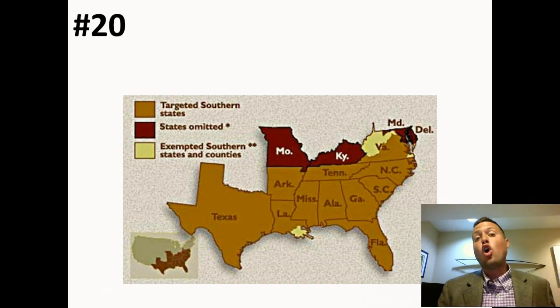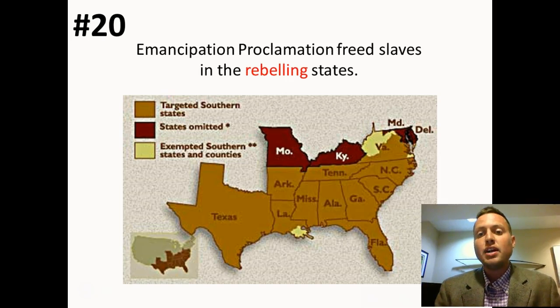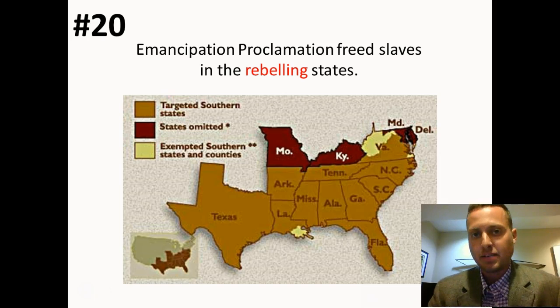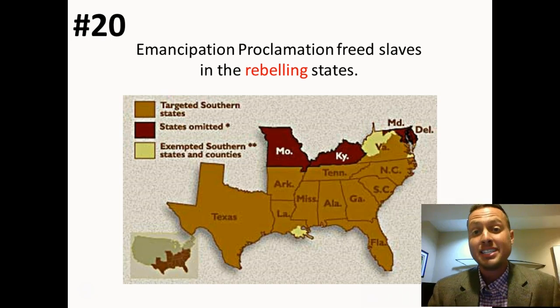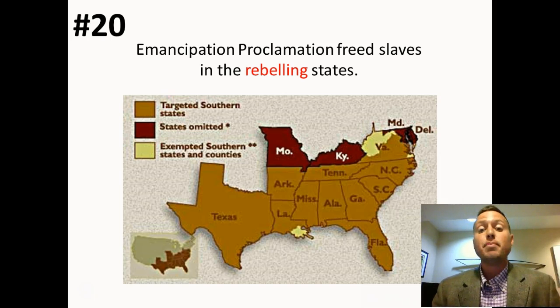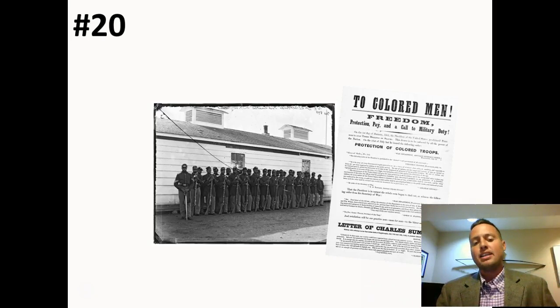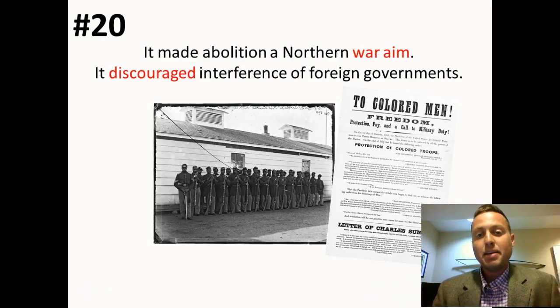But it doesn't give total freedom. It gives freedom to slaves in the rebelling states. So if you are a slave in the Confederacy, you are freed by the Emancipation Proclamation, or at least once the Union soldiers get there to free you. It does not free the slaves living in the border states of Missouri, Kentucky, Delaware, and Maryland, only in the rebelling states. But it made the abolition of slavery now a Northern war aim.